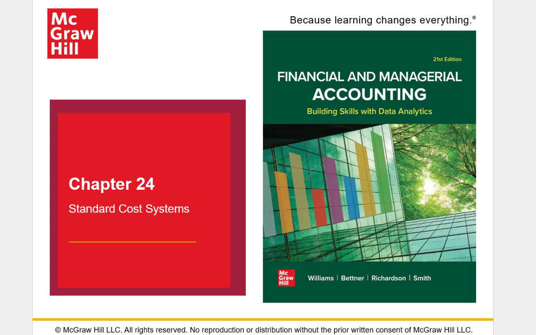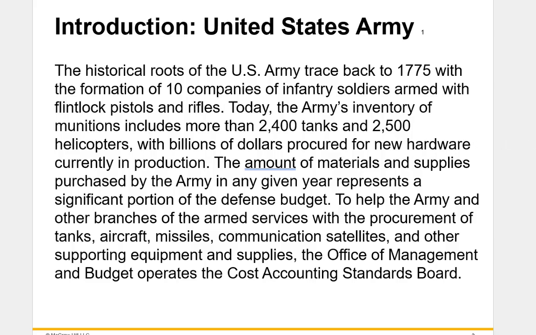This is chapter 24, where we're going to talk about standard cost systems. The U.S. government, particularly the military, spends a lot of money on stuff, so tanks, helicopters, pistols, rifles, etc. And to help the Army and other branches of the armed service with the procurement of tanks, aircraft, missiles, communication satellites, and other things, the Office of Management and Budget operates the Cost Accounting Standards Board.